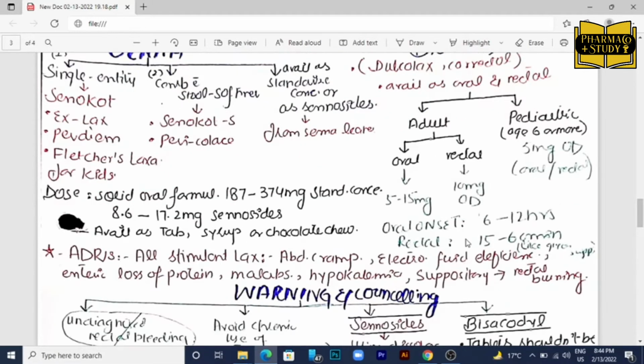Now comes the adverse drug reactions. All the stimulant laxatives have the ADRs of abdominal cramping, electrolyte and fluid deficiencies, enteric loss of protein, malabsorption, hypokalemia, and with the suppository, it can cause rectal burning. Like we have seen that it is available rectally.